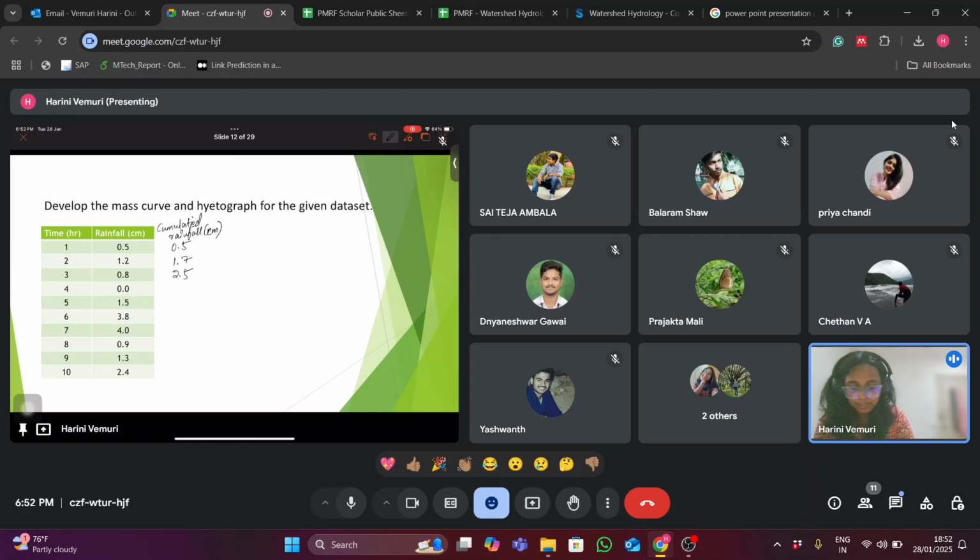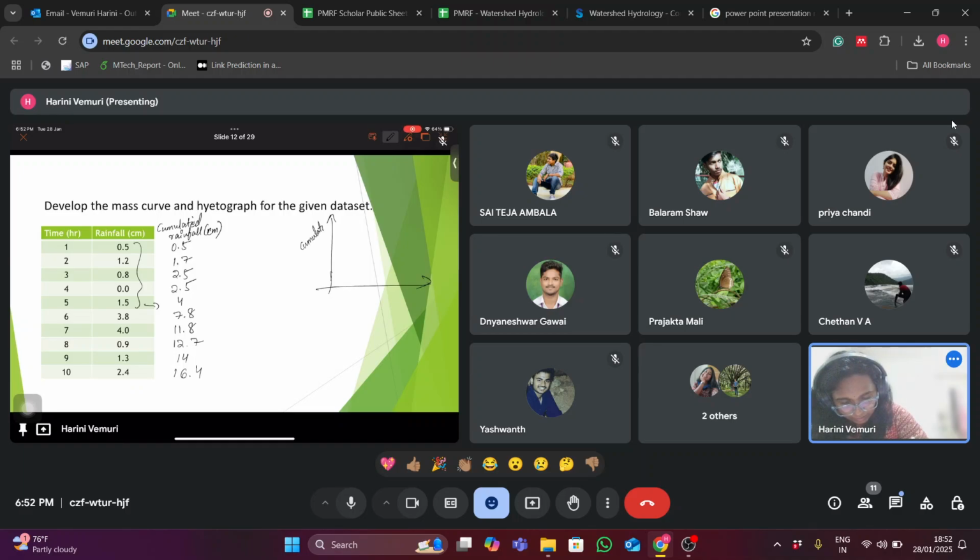Then in the fourth hour, we have zero rainfall, so it is still 2.5. In the fifth hour, we have 1.5 centimeters, so we will add up all these values. Then the rainfall amount will be 4. So go on like that. 11.8, 16.4.